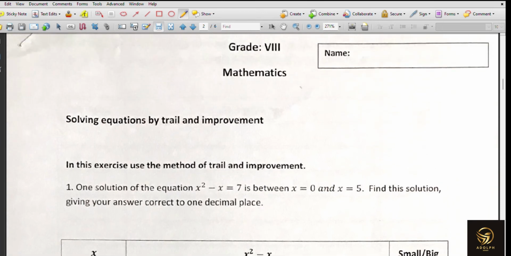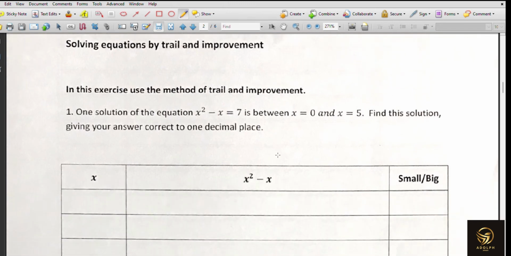So what is the ideology that I'm going to give you to solve this problem faster? First, we are going to write x square minus x equal to 7 as x square minus x minus 7 equals 0. I'm going to bring the right side as 0 so that it is very easy.